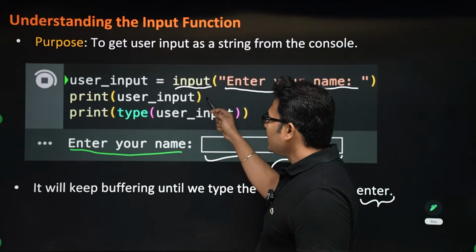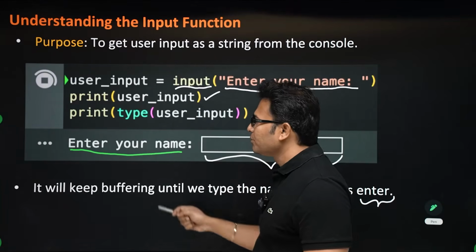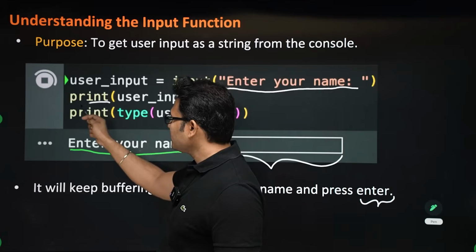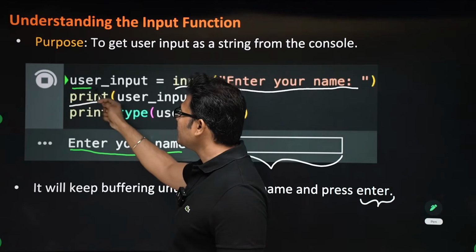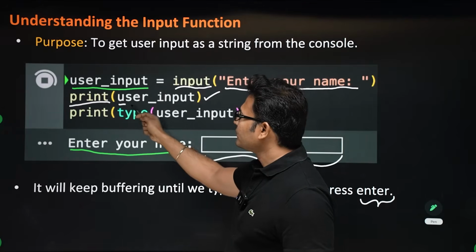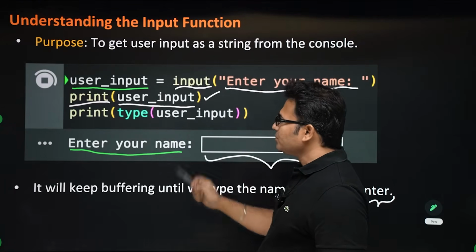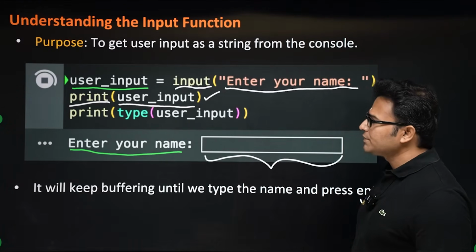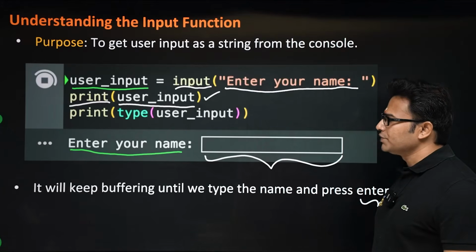Now, if you want to print that, you can use the function print. Because the user input is read into the user input variable, if you use print, you can see what is being given by the user.